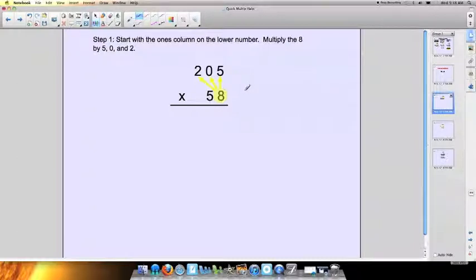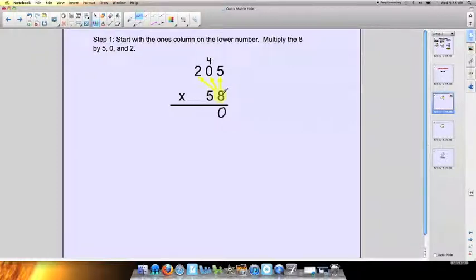Step 1, I'm going to start with the ones column on the lower number. So in this case it is an 8. I'm going to multiply the 8 by the 5, then by the 0, then by the 2. So let's do that. 8 times 5 is 40. I'm going to put the 0 down here, and I'm going to put the 4 up here on the number that I'm going to multiply next.